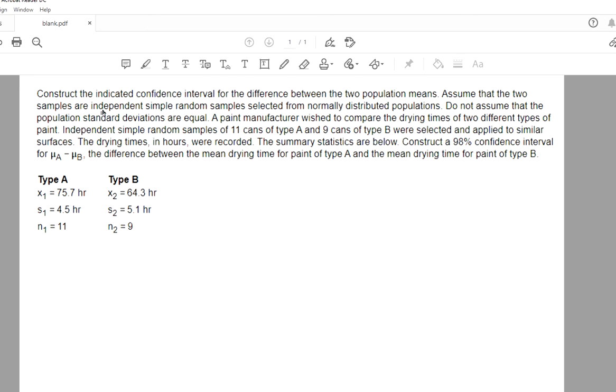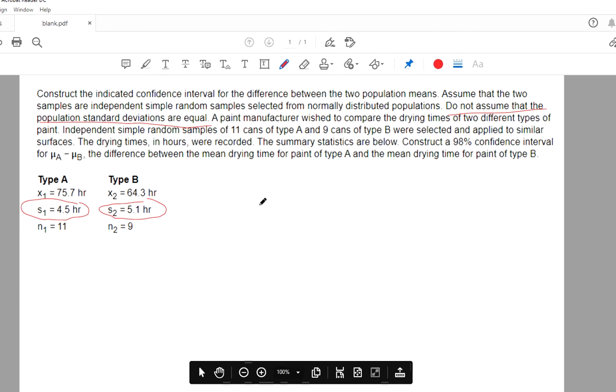So we're supposed to construct the indicated confidence interval, the difference between the two population means. Important information here is that we have to use t because we don't have the population standard deviation. And then they also say, if you read through this problem, that we're to assume that the population standard deviations are not equal. Do not assume that they are equal.